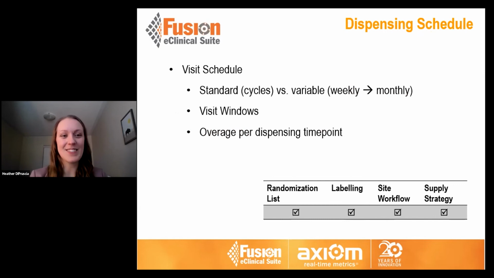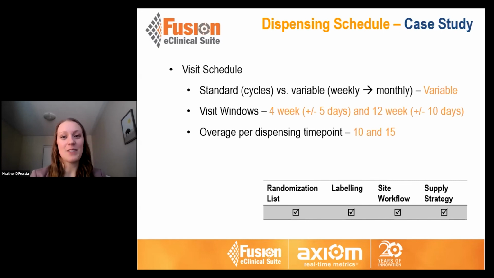So our dispensing schedule, is it standard? Is it variable? What are our visit windows? What's the overage that we want to have per dispensing time point? And we'll look at that scenario right away.